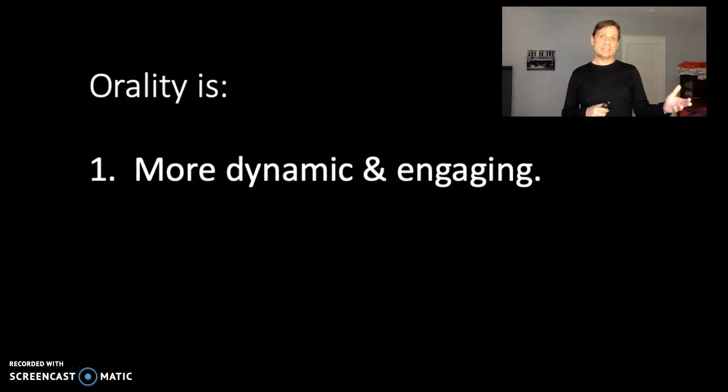Whereas in the written text, really it's boiled down to just simply the words and the ideas. We don't have all of these distractions of, do I like this person? Is this person engaging? Oh, her monotone voice is putting me to sleep. Or the way she's playing with her hair is really distracting. So in orality, there's a lot more going on, right? It's a lot more dynamic.